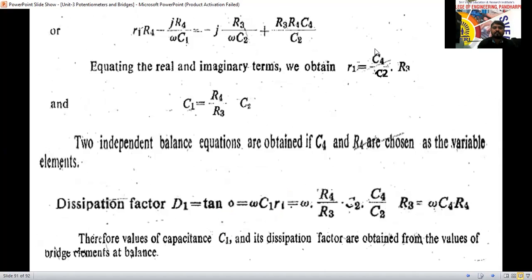Okay, here. So R1 R4, the 1 by j, when I take it into j, it becomes plus 1 by j equal to minus j, we can write. Plus j, 1 by j equal to minus j. Yes, sir, in mathematics.